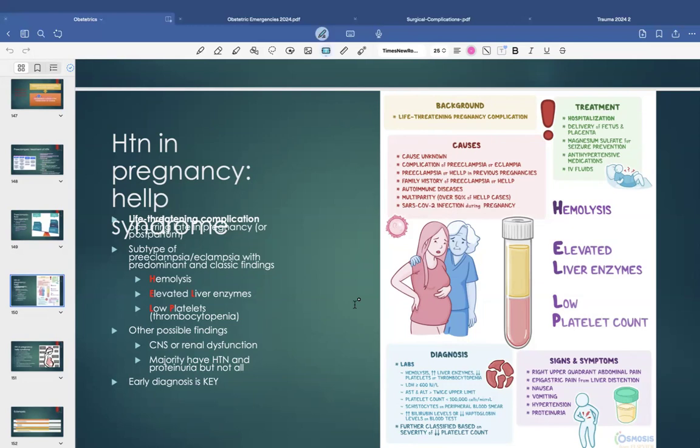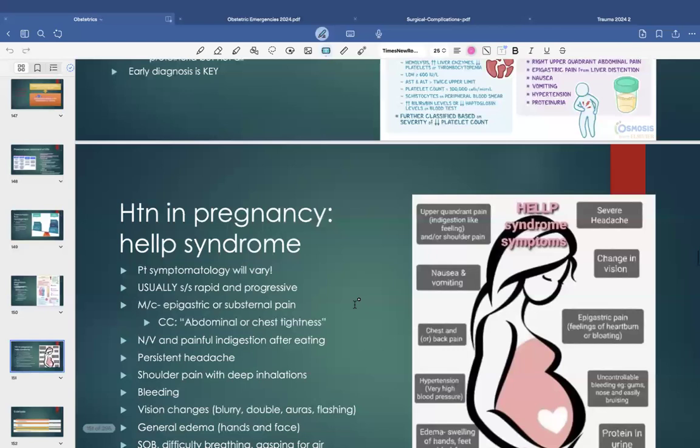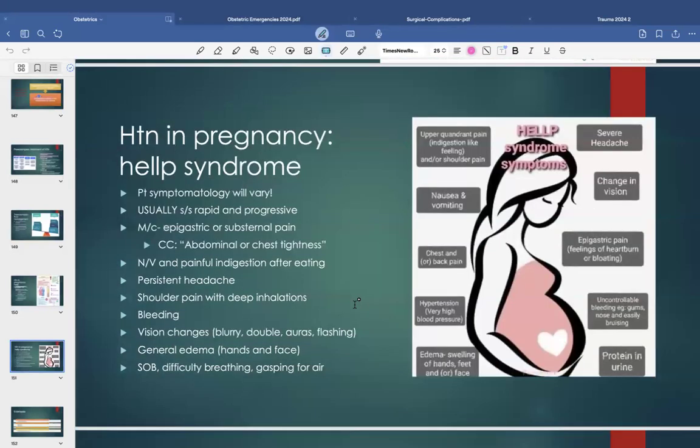So in HELLP, symptoms will vary. Up to 20% will be normotensive. Some may not have hypertension, some may not have proteinuria. Remember that. But the majority of them will. These symptoms are usually rapid and progressive. The most common symptom is epigastric or substernal pain. Right upper quadrant pain is probably the most common presenting symptom for HELLP syndrome. They also have nausea and vomiting and painful indigestion after eating.